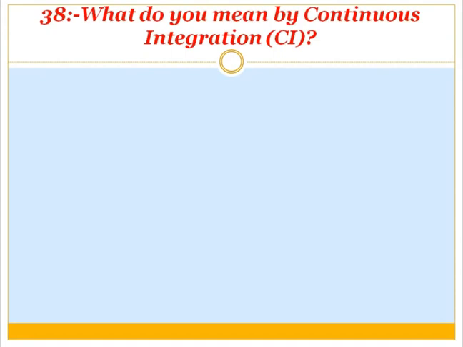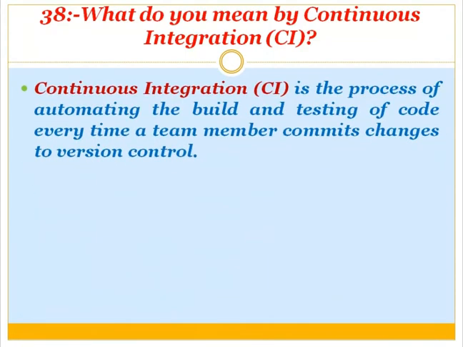What do you mean by continuous integration, CI? There is CI/CD, continuous integration and continuous deployment. Continuous integration is the process of automating the build and testing of code every time a team member commits changes to version control, that is in Git, GitHub or Bitbucket, anywhere.